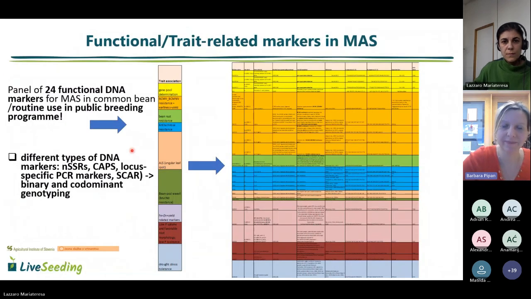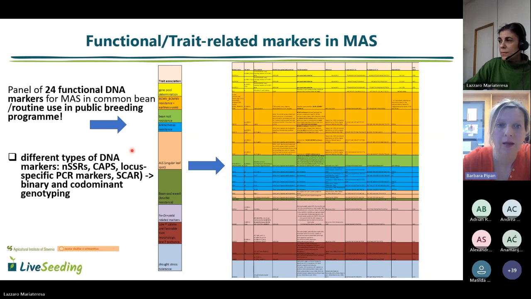Next slide, Teresa, please. Okay. So those 24 markers are of different types. They are genomic SSRs, CAPS, locus-specific PCR markers, and SCARs, and as mentioned in the intro part, they are for binary and codominant genotyping. So they are for both codominant and dominant genotyping. So first, which traits is the panel of those 24 markers associated with?